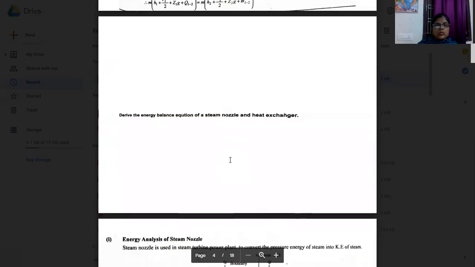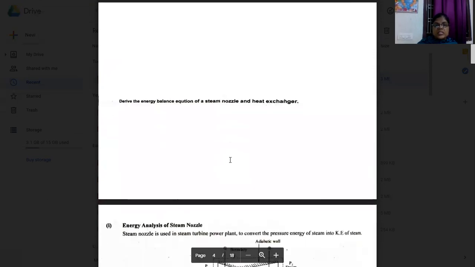And also we have derived the energy balance equation of an open system, because in open systems we have so many examples like turbines, nozzles, diffusers, heat exchangers. Those are all examples of open systems, and for an open system we apply the energy balance equation for different types. So first we can derive the energy balance equation of a steam nozzle and heat exchanger.